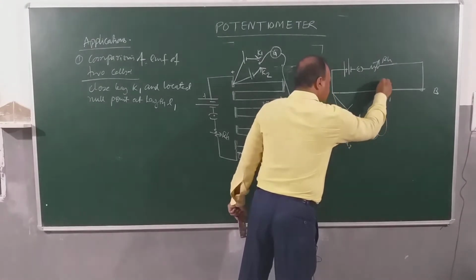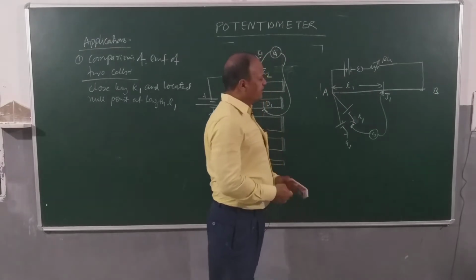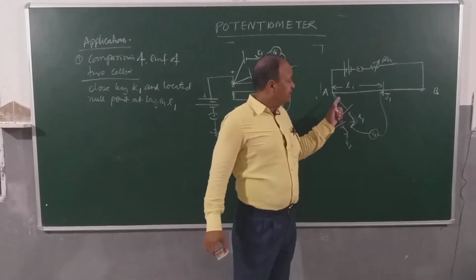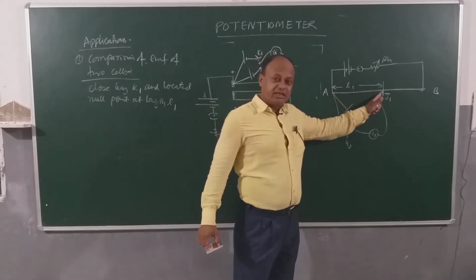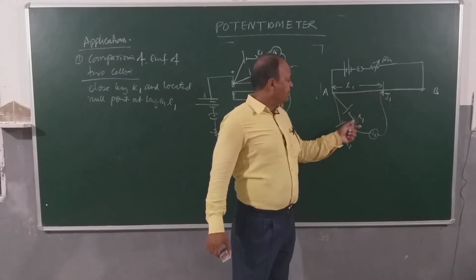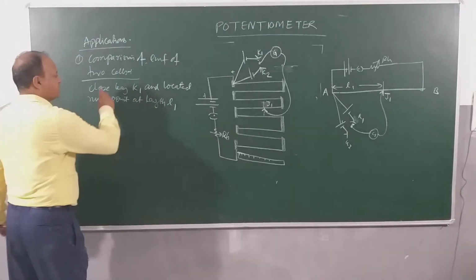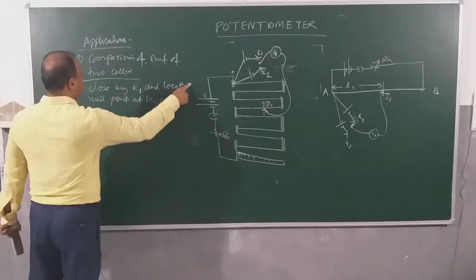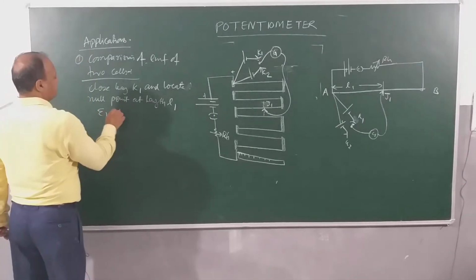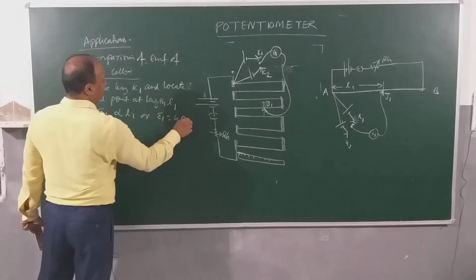When I touch it at position J1 at length L1, I will find there is no deflection in the galvanometer. In that case, children, this length L1 will correspond to the EMF of the first cell. So close key K1 and locate null point at length L1. So E1 will be directly proportional to L1, or E1 will be K into L1.